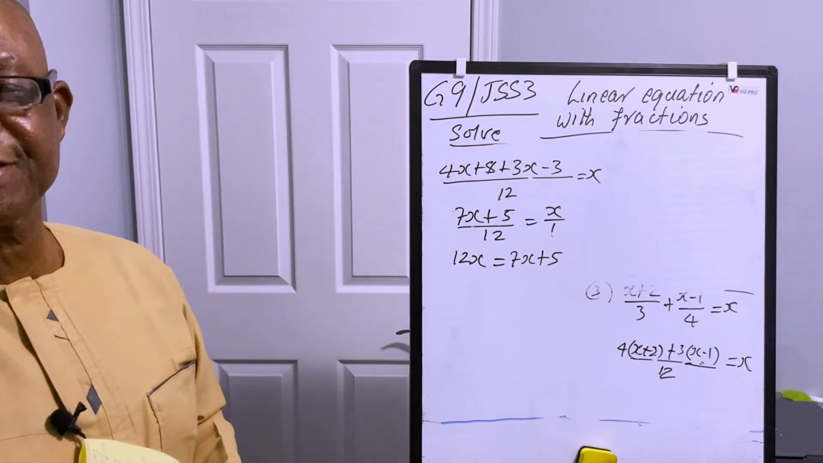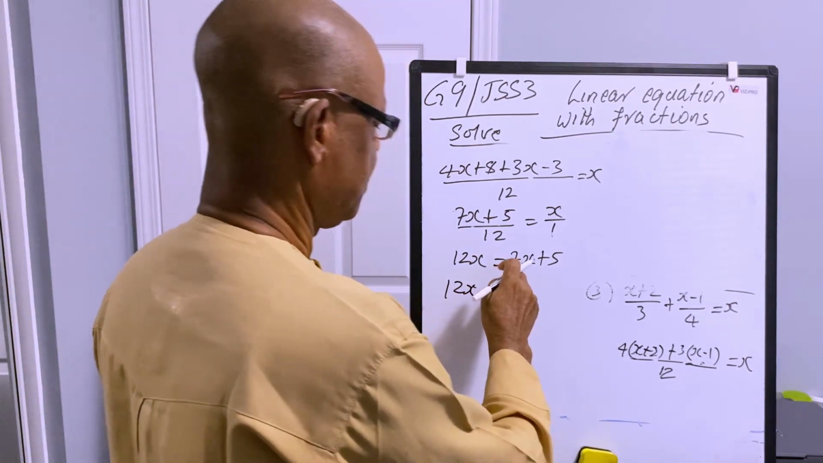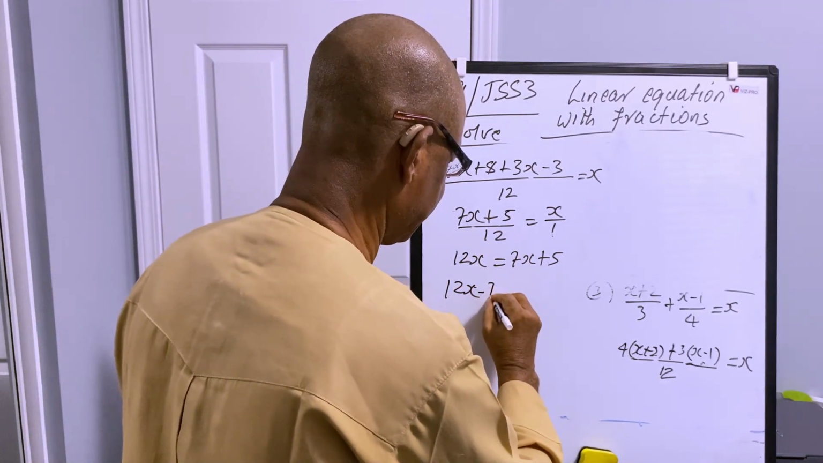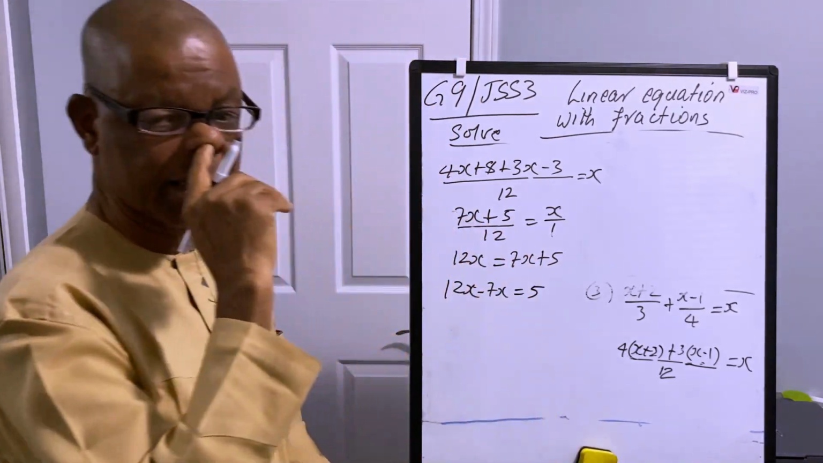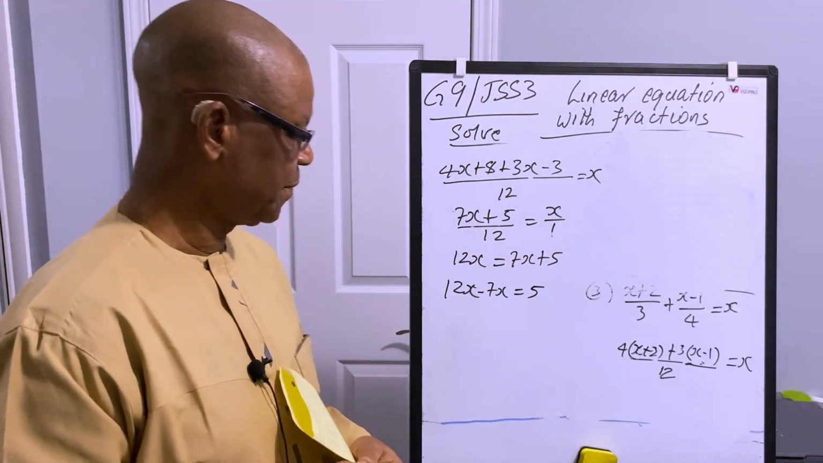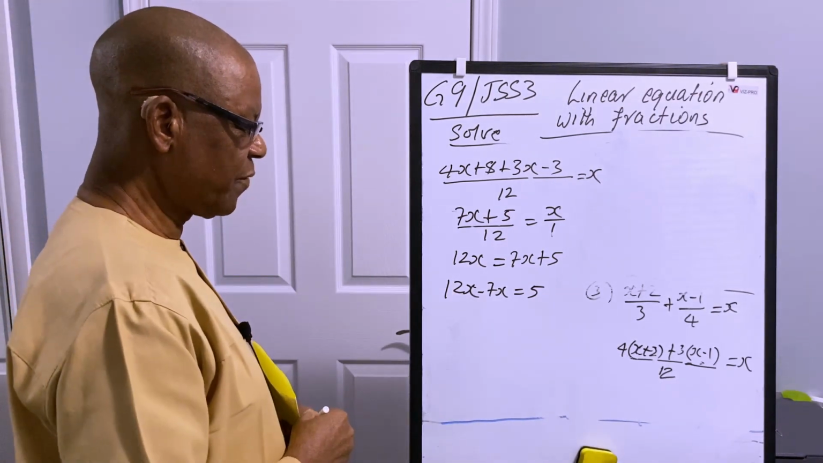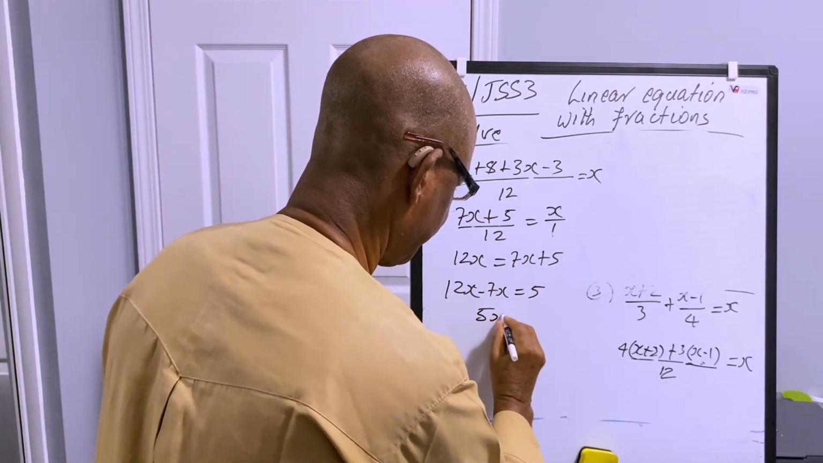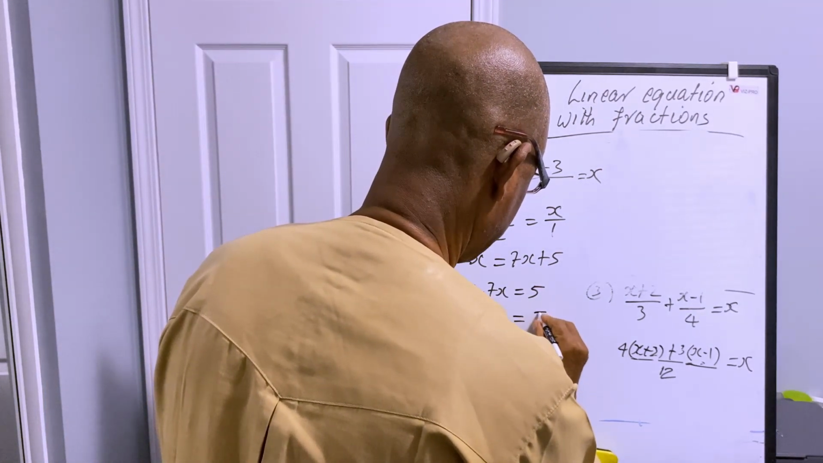We collect the like terms further. We have 12x. This is positive 7x; crossing the equality sign, it becomes negative 7x. 5 remains where it is. It did not go anywhere, so it retains the sign, which is positive. 12x minus 7x is 5x, which is equal to 5.